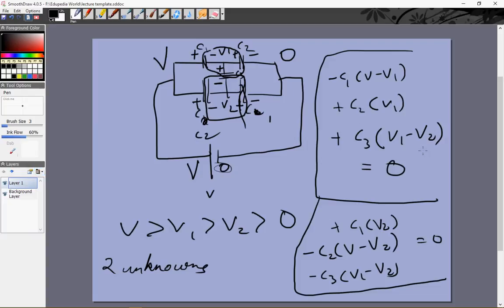The second advantage, there were no fractions. Because I used Q is equal to CV. If you use Q is equal to CV, V are your unknowns, you try to write everything in terms of V, you'll not have any fractions. If you use V is equal to Q by C and you try to write all the potentials in terms of Q, you'll have fractions. You solve this easily, you're ultimately able to get the final answer.